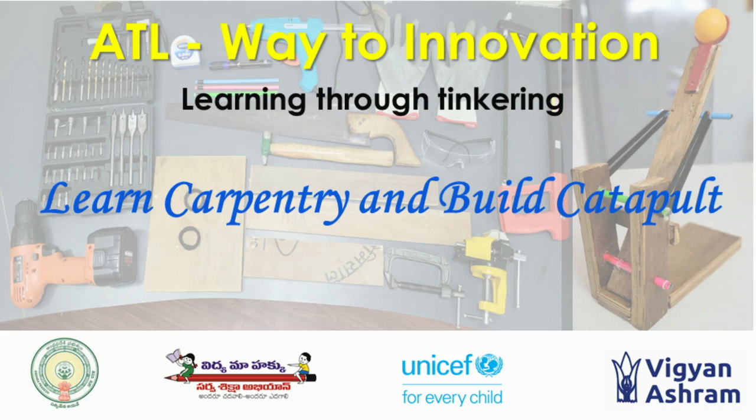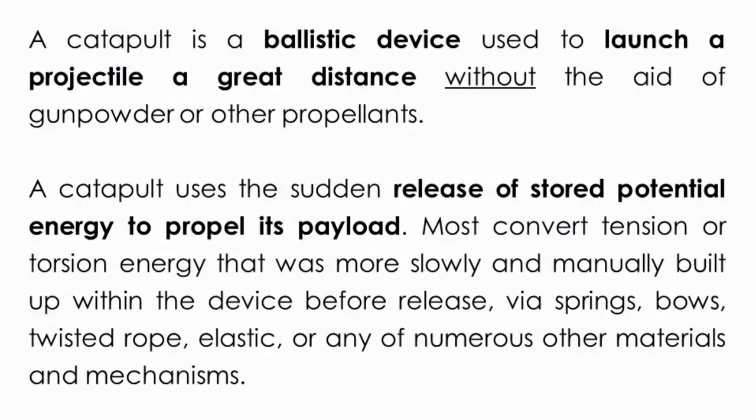We'll learn about their physics, how they work, their working principle. Basically, they were used to propel cannonballs or stones or arrows in the wars in earlier days. These catapults are ballistic devices used to launch a projectile to a great distance, without the use of any gunpowder or propellants. They release stored potential energy to propel the payload, like cannonballs, arrows, or stones. They use springs, bows, twisted ropes, or elastic material in the mechanisms.